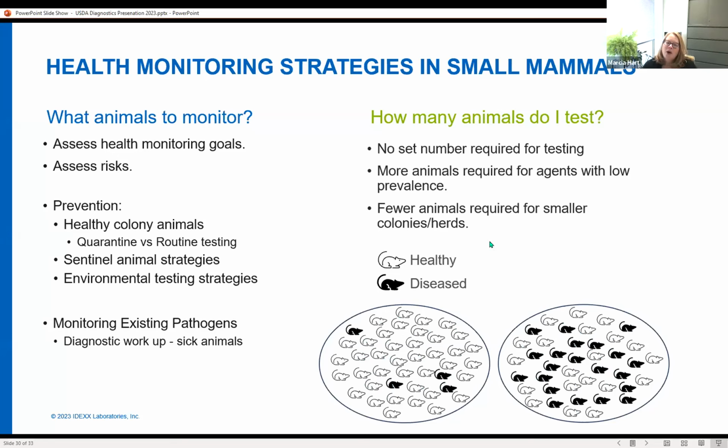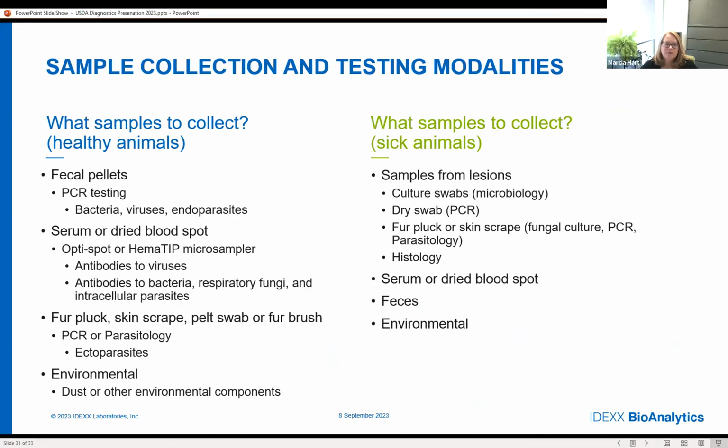And then if I have a small colony or small herd, again, you don't typically need as many samples or need to test as many animals because the population is smaller.